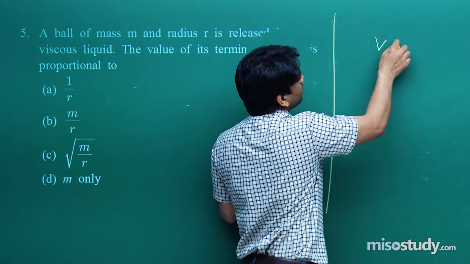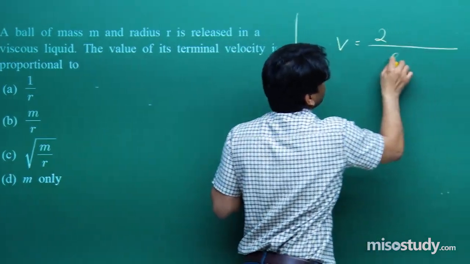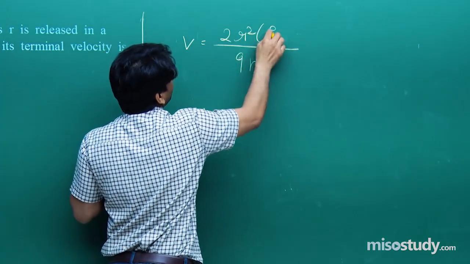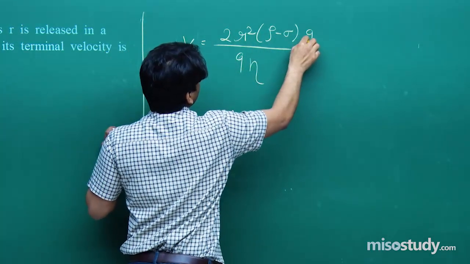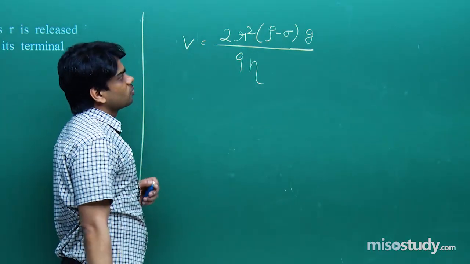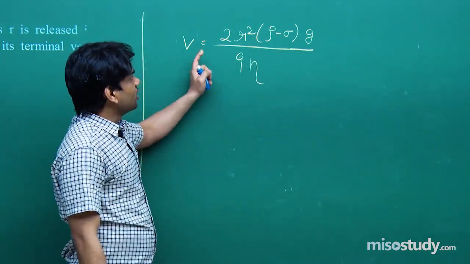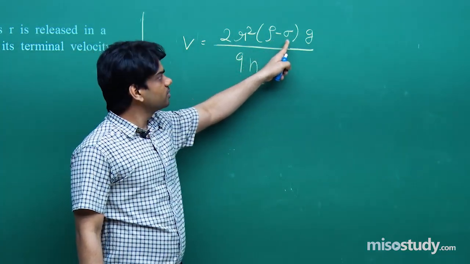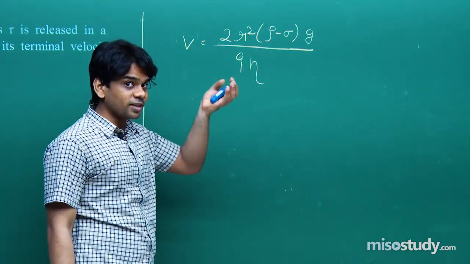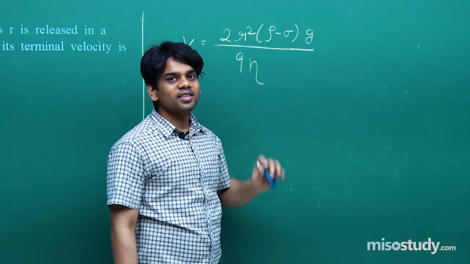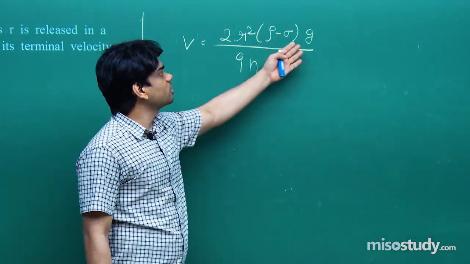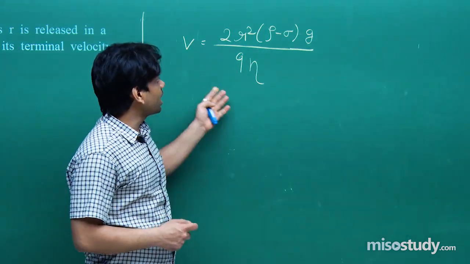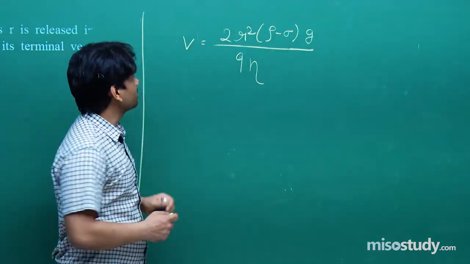We all know that terminal velocity is 2 by 9 eta, 2r square, rho minus sigma, g. This is what we know about terminal velocity. It's proportional to the radius squared. Rho is the density of the metal or the object which is moving. Sigma is the density of the liquid in which it is moving. g is the acceleration due to gravity, and eta is the coefficient of viscosity. This formula we have derived for terminal velocity. I hope that you are remembering this.